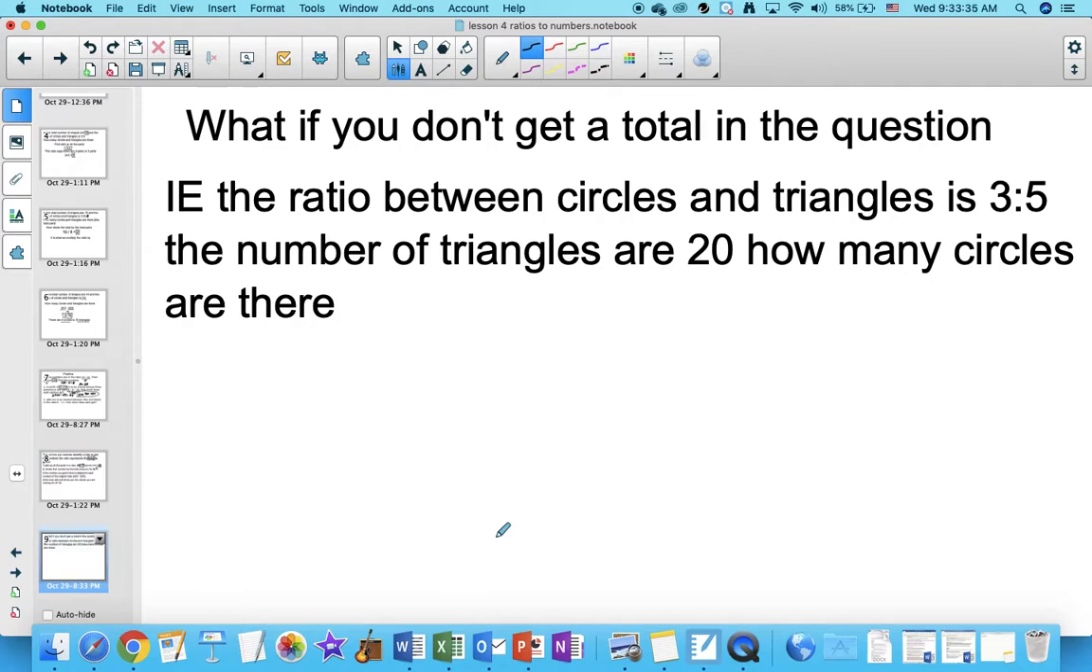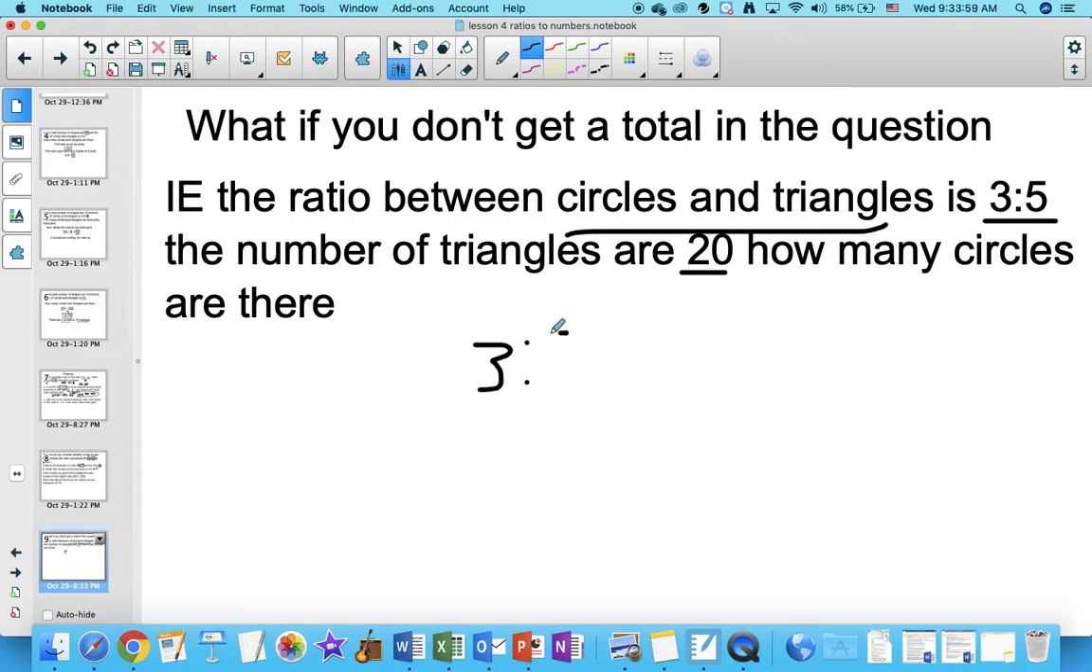So what if you get a ratio that does not have its total? What if they only give you part of the ratio? In this case, we have the ratio, again, between circles and triangles is 3 to 5. The number of triangles is 20. How many circles are there?